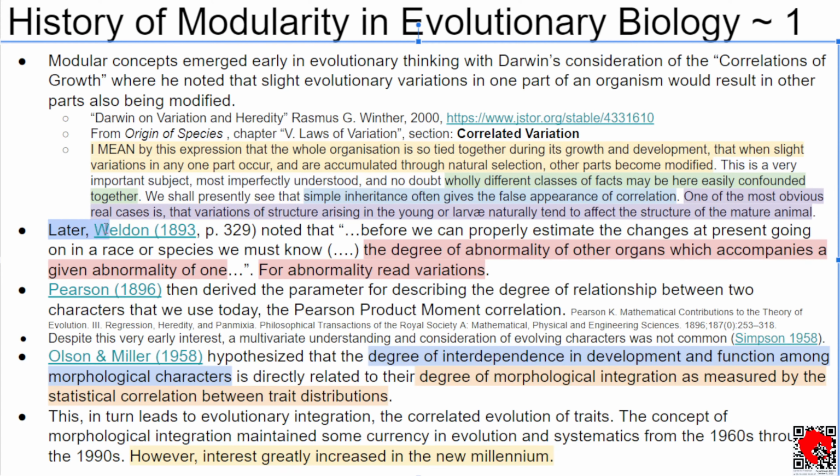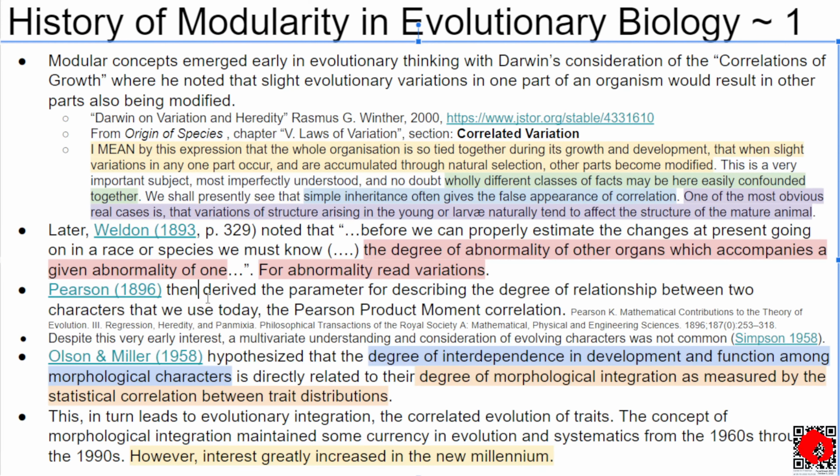Authors write, later, Weldon, 1893, noted that before we can properly estimate the changes at present going on in a race or species, we must know the degree of abnormality of other organs which accompanies a given abnormality of one. And the authors write, for abnormality, read variations. So the covariance and variance structures have to be understood before one can understand how, for example, the response to selection is working in an agricultural setting.